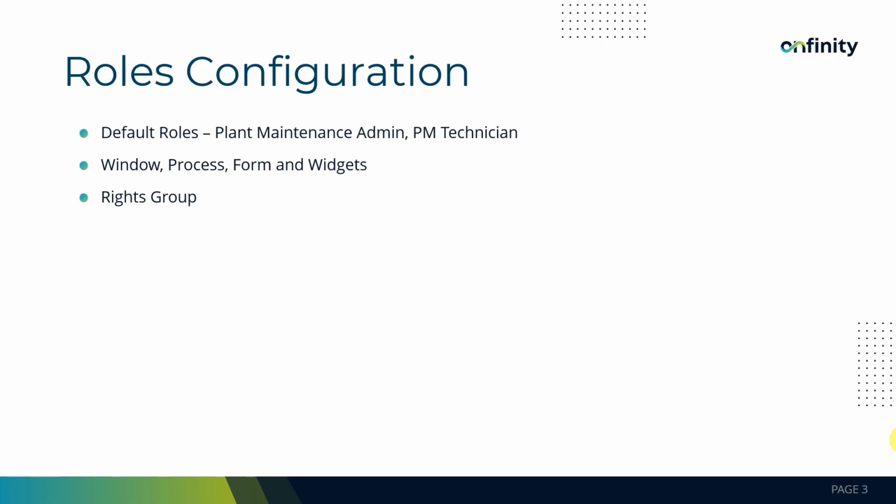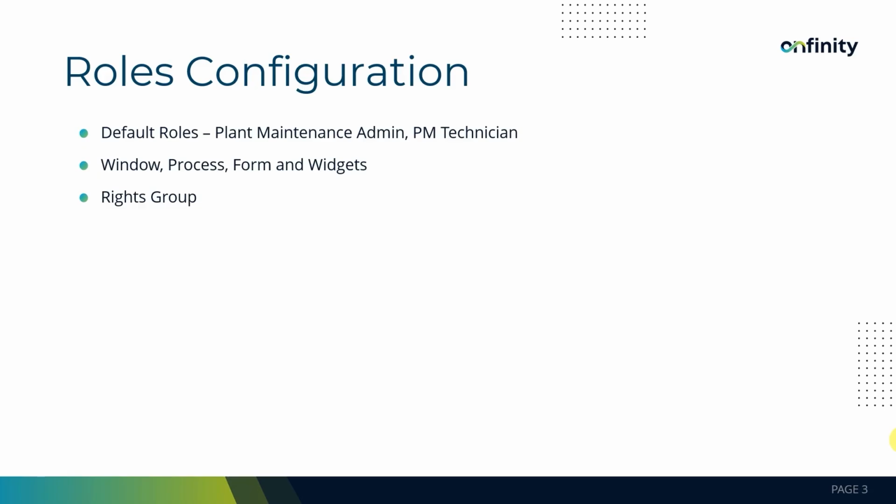Plant maintenance admin is the one who has all the windows access, all the process access, who can assign and schedule the tasks to the different resources, as well as who can create the work orders, can raise the request as well, and can do the inventory movements also. Then we have a plant maintenance technician. The technician is the one who is executing the task from the mobile application, who generally works on the mobile application only.